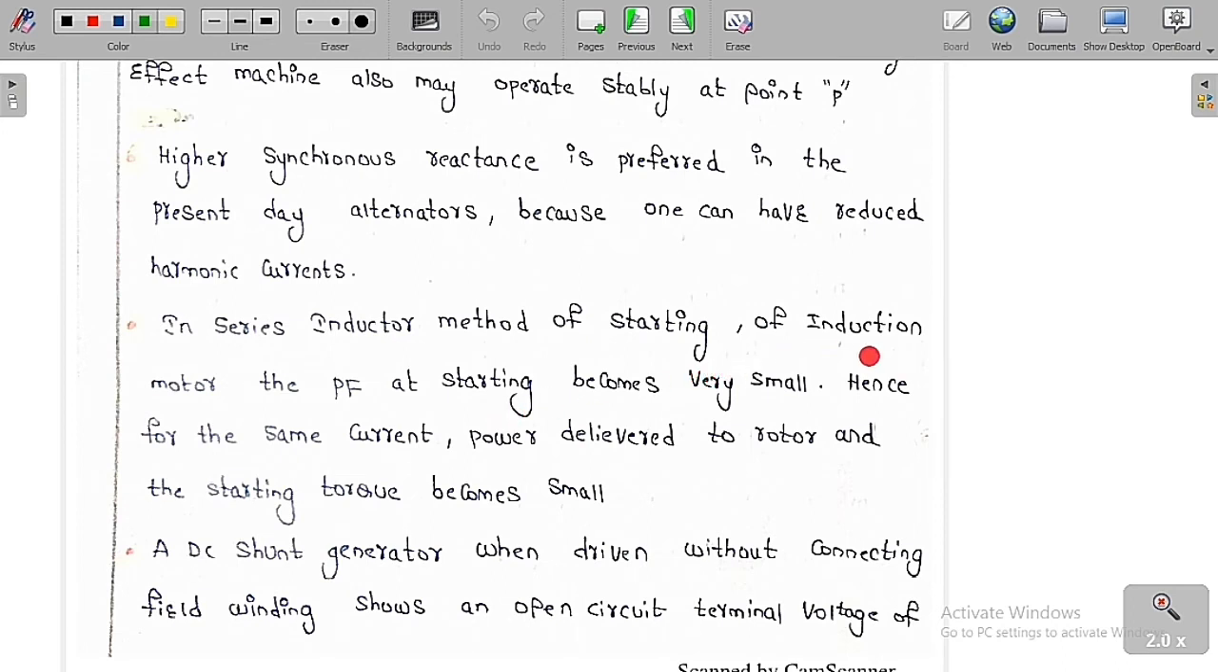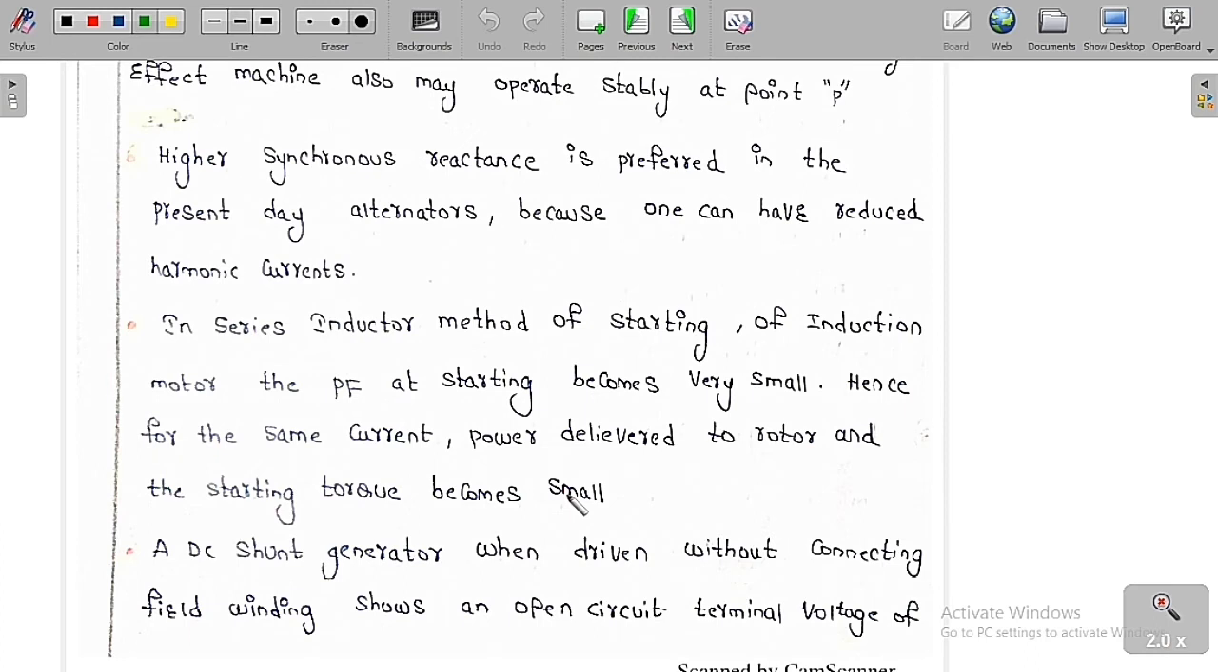In the series inductor method of starting the induction motor, the power factor of starting becomes very small. Hence, for the same current, the power delivered to the rotor and the starting torque become small. I've already told you, inductor means basically we are going to add an auxiliary winding. If you're not going to keep any capacitor, overall it is an inductive circuit. So the alpha between IM and IA is very less, so torque is also very less.